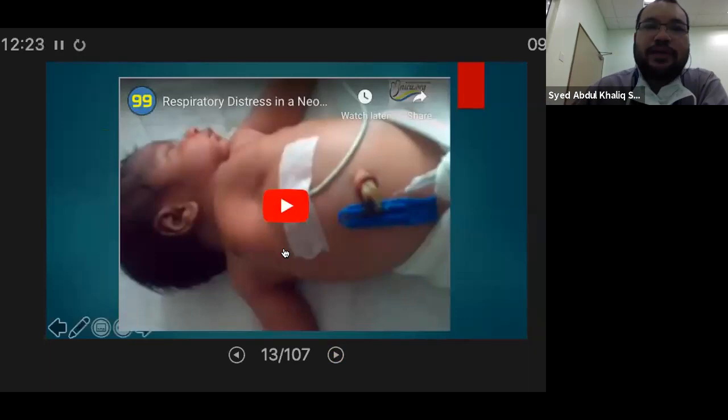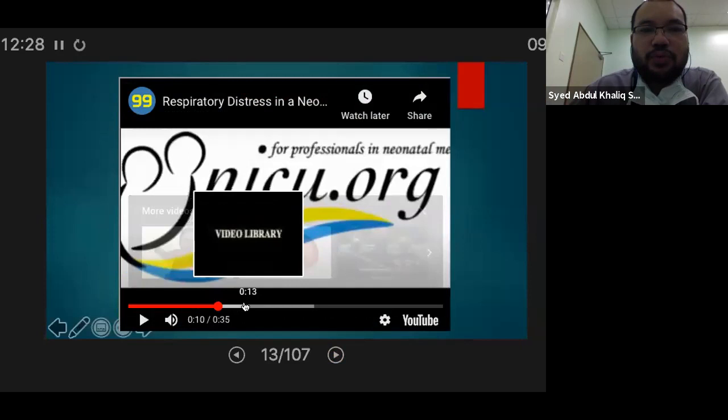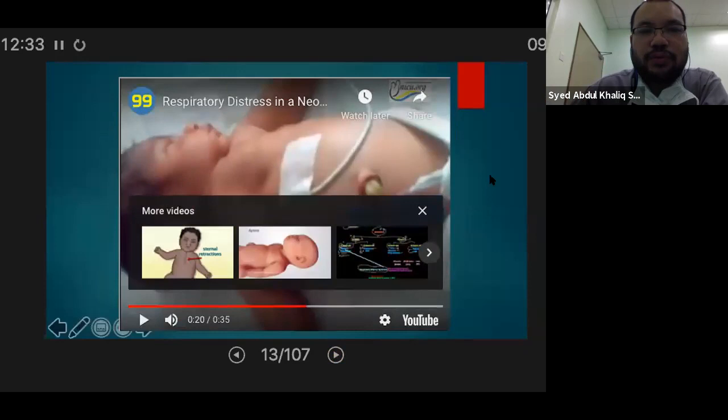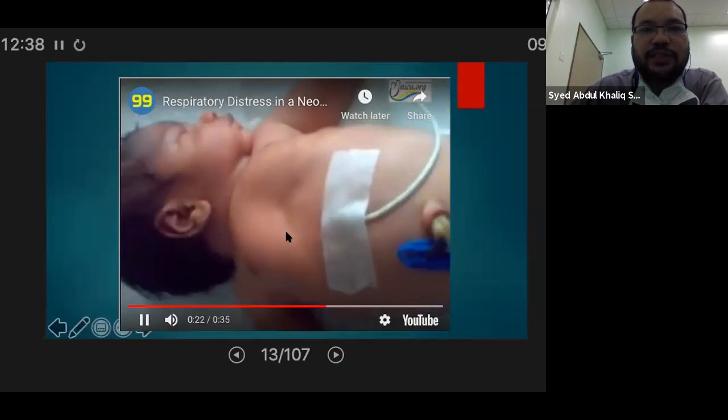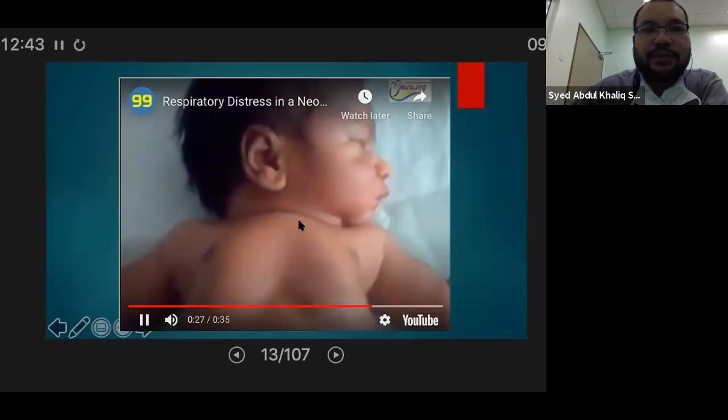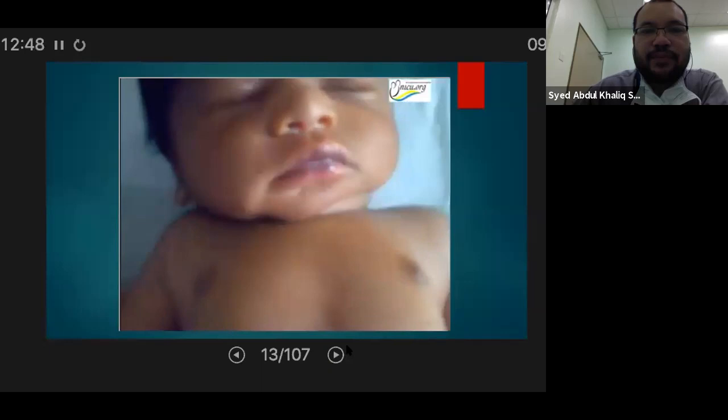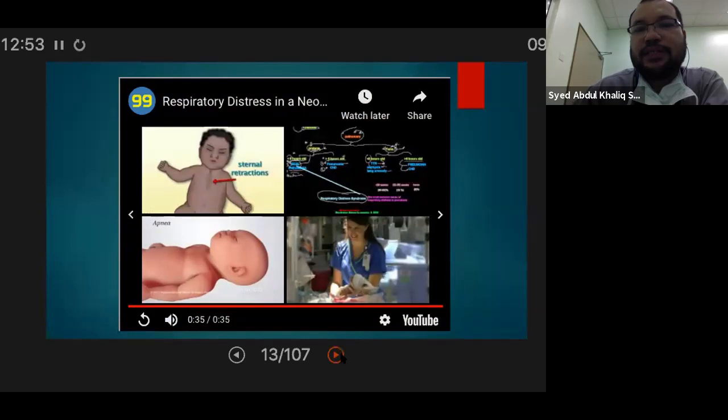And this is just to show this recession, subcostal and some intercostal recession as well. You can hear some grunting as well. The baby makes a sound. So that is grunting as well.